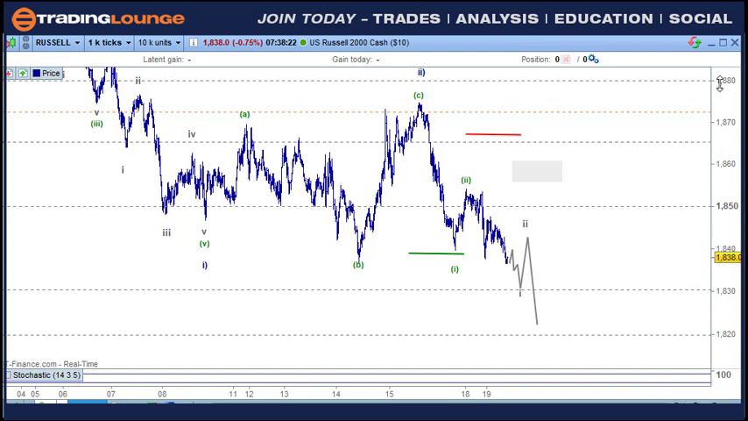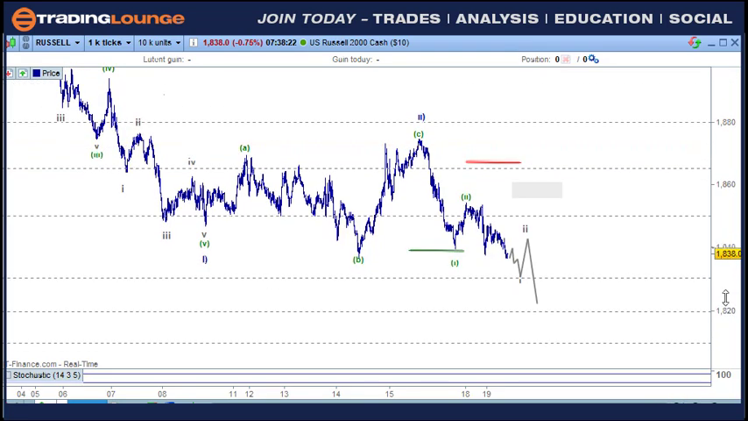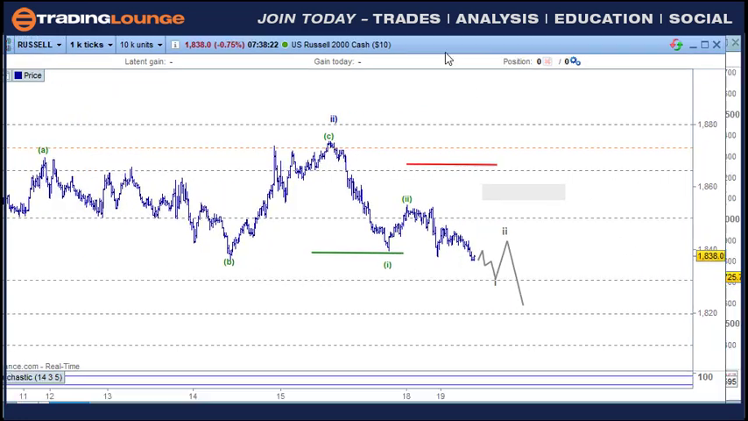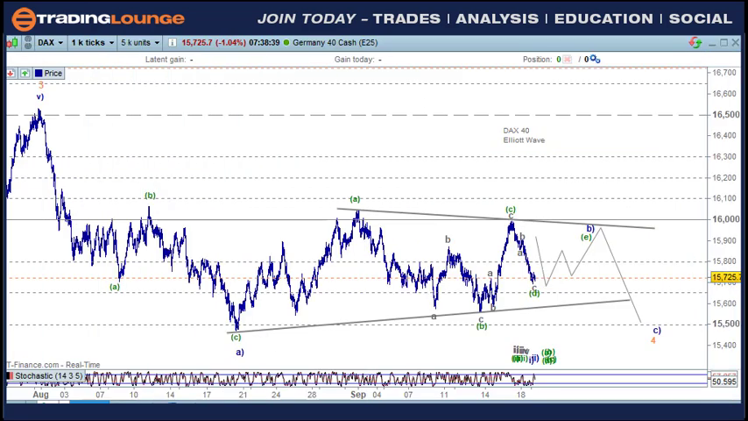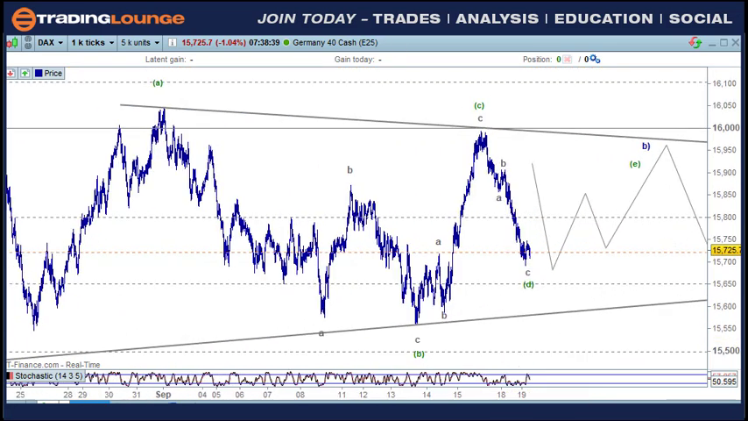But yeah, this is one of the weaker ones, so that's all good there. And we come over to the DAX. So the DAX, as I've mentioned before, is working in lots of 3. So we've got this A, B, C here, A, B, C here, A, B, C here, A, B, C here, and then we're looking for a little A, B, C in here. So we should see some sort of rally and then down again here, as I mentioned yesterday.